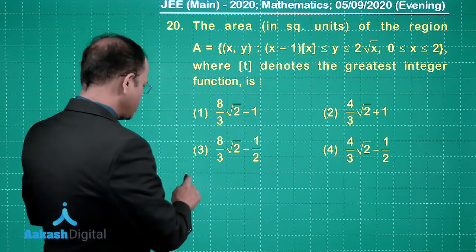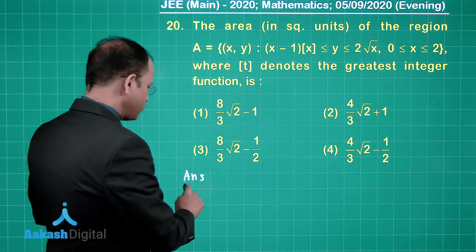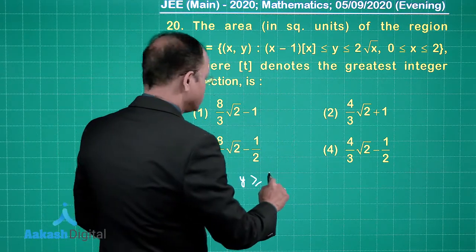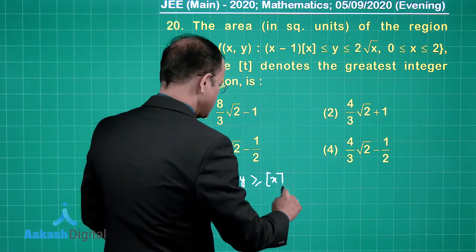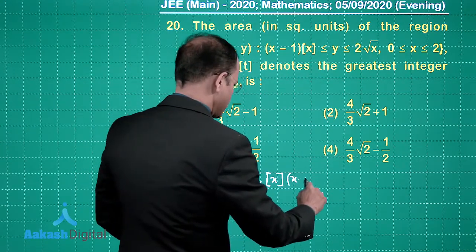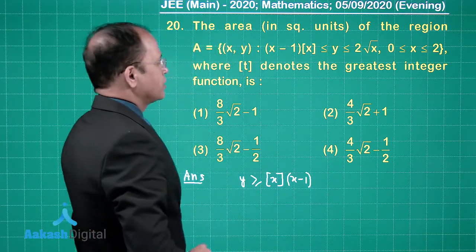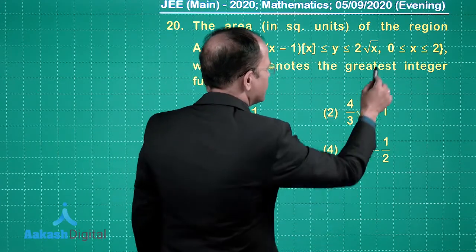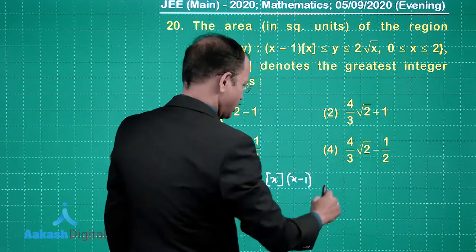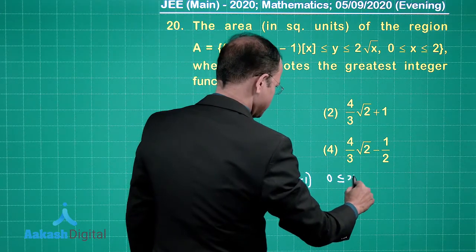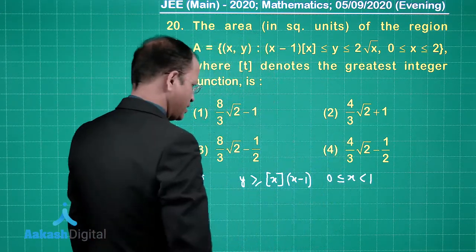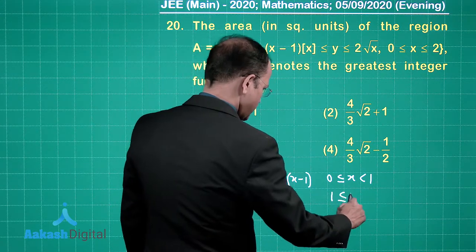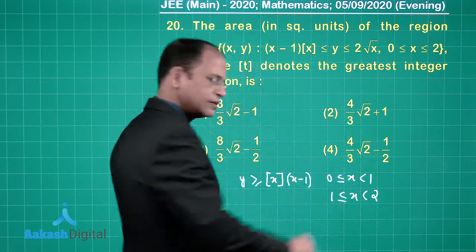We have been given two inequalities, my dear students. We have y greater than or equal to the greatest integer of x, and also y less than or equal to x minus 1, and the values of x given to us are 0 less than or equal to x less than or equal to 2. That means we can take the part 0 less than or equal to x less than 1, and also 1 less than or equal to x less than 2.